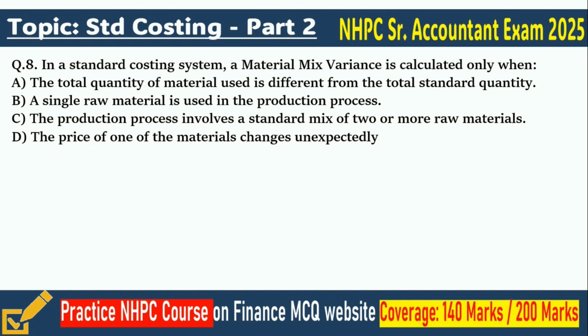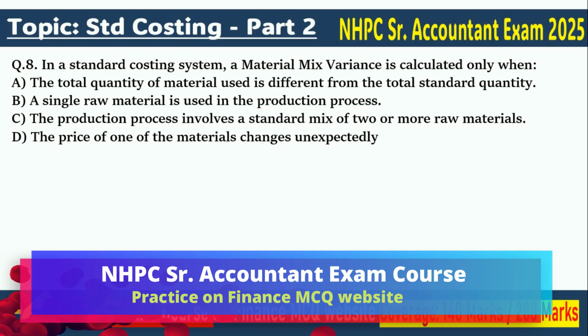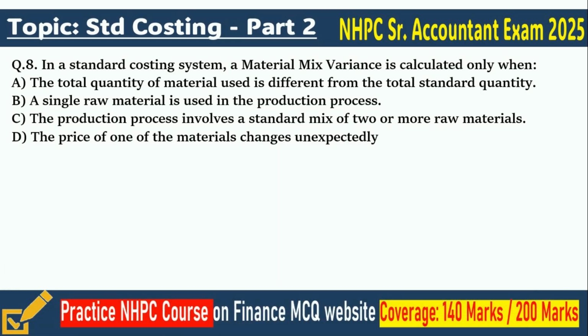In a standard costing system, a material mix variance is calculated only when: Option A, the total quantity of material used is different from the total standard quantity. Option B, a single raw material is used in the production process. Option C, the production process involves a standard mix of two or more raw materials. Option D, the price of one of the materials changes unexpectedly. So, what should be the correct answer here?